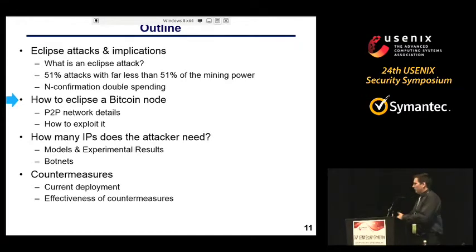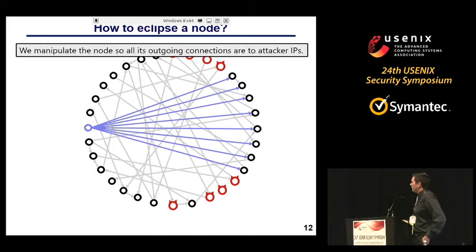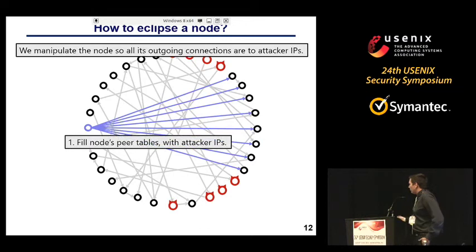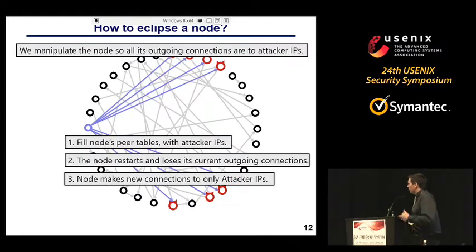So now I'm going to explain how you get in this position to perform this attack. So normally an attacker that joins the network to attack the purple node is not necessarily going to be connected to by the purple node. So the attacker needs to manipulate the purple node such that the purple node will make outgoing connections to it. So the attacker fills the purple node's peer tables with attacker IPs, and I'll explain how peer tables work in the next slide. The node then restarts and loses its outgoing connections. And then when the node goes to draw on its peer tables to make new connections, because they've been filled with attacker IPs, it will connect to the attacker.